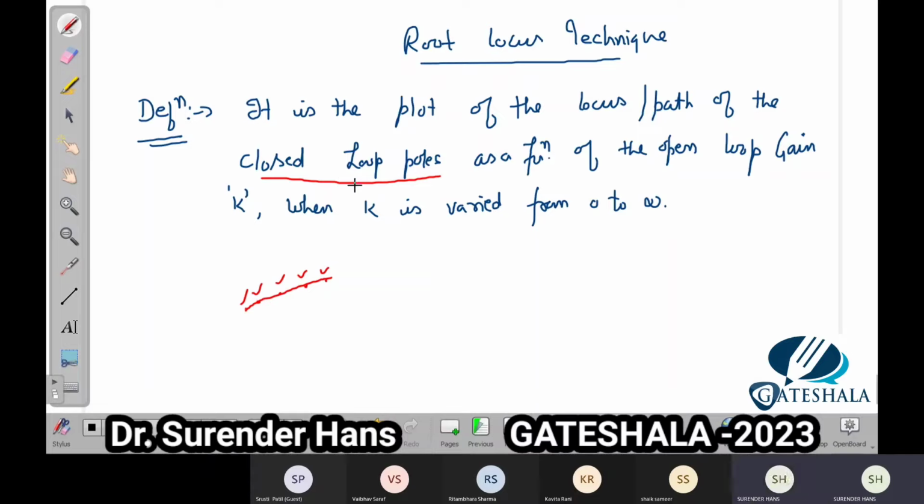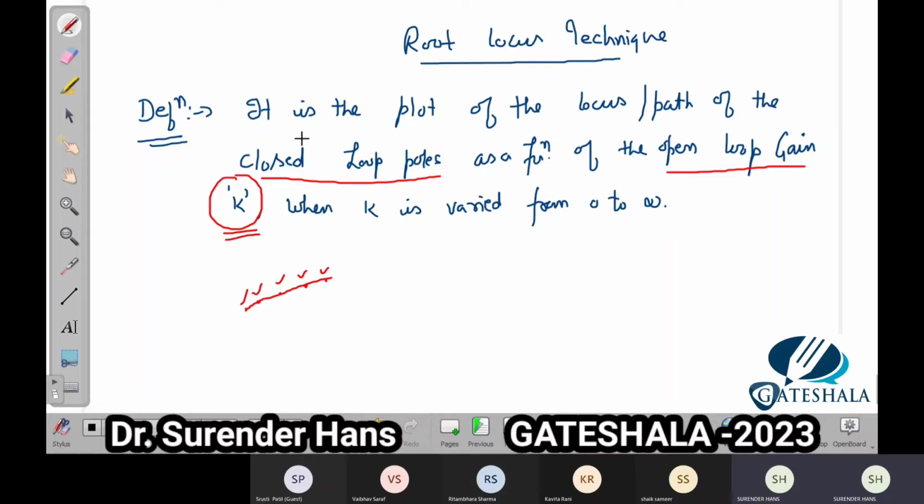What are the closed loop poles? Okay. So it is the path, or it is the collection of all the closed loop poles. These closed loop poles are a function of open loop gain K, where K is varied from 0 to infinity. So let me give just an example. This definition is clear.